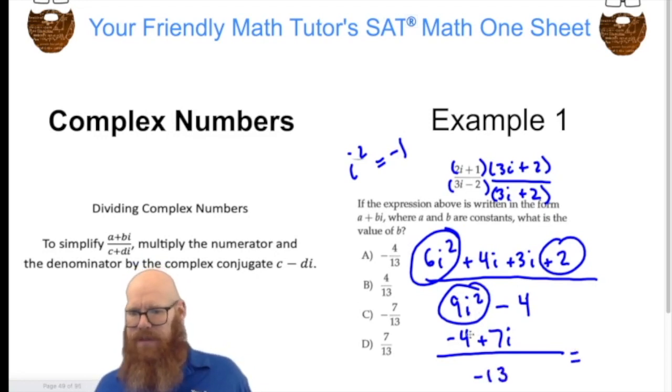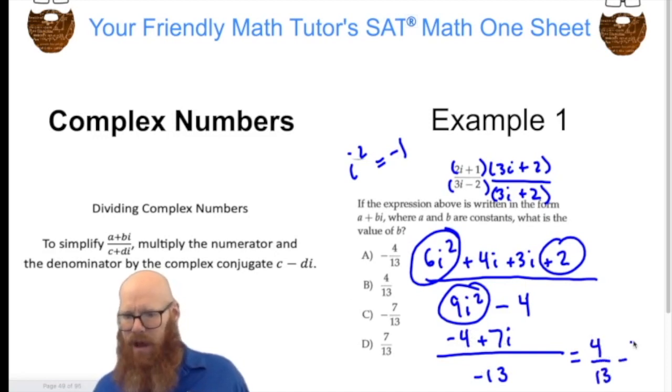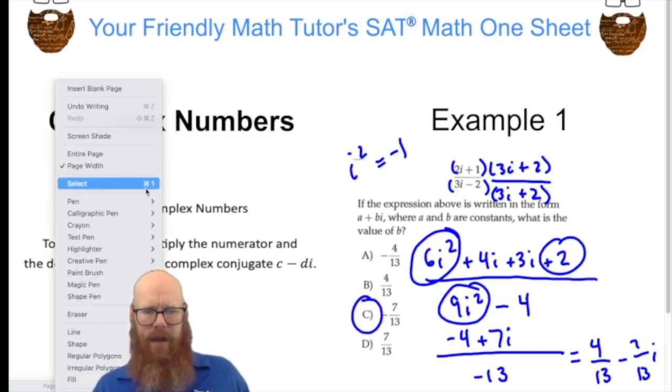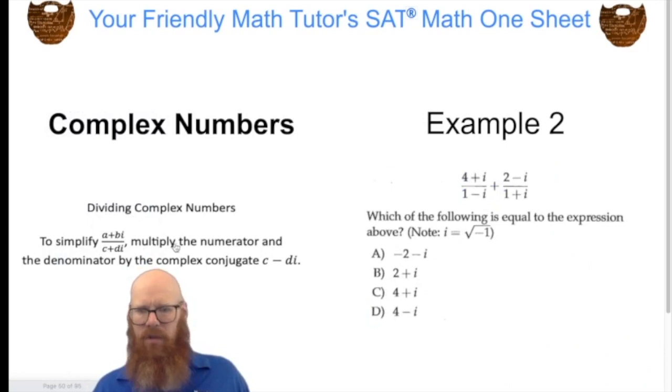And then if we split this up, this is -4 over -13, which is 4 over 13, and then that's minus 7 over 13i. This is if we just get it in the a plus bi form. And the value of b is just the coefficient of i, in this case negative 7 over 13, which is letter C. All right, let's take a look at our last problem.